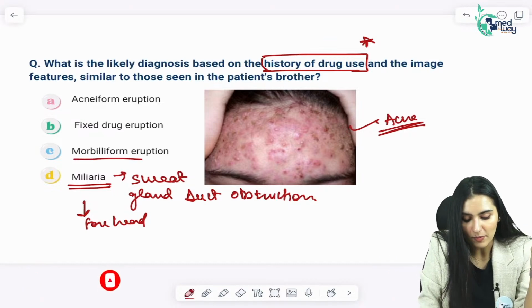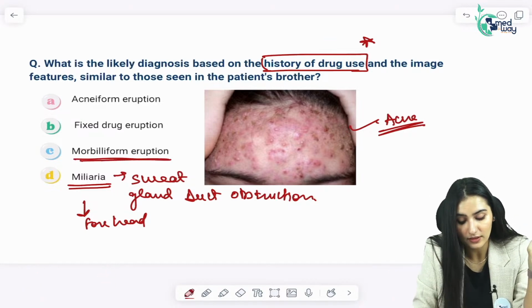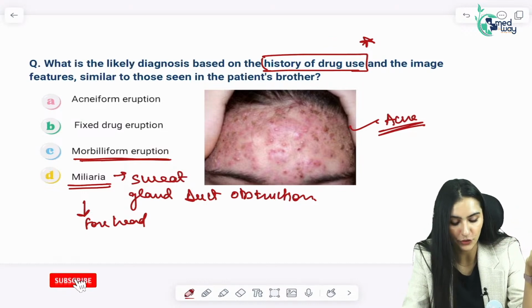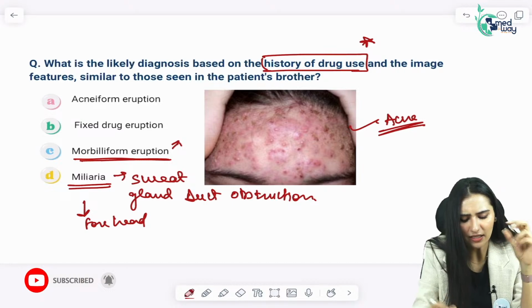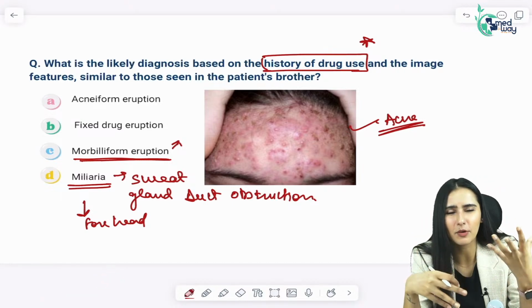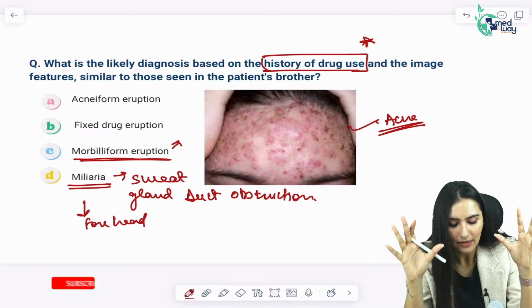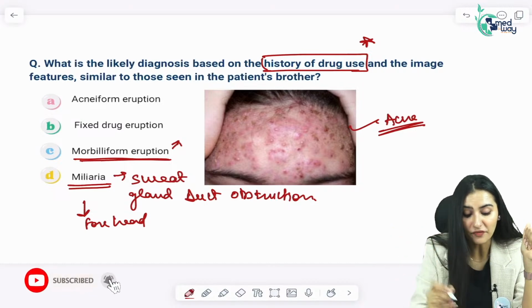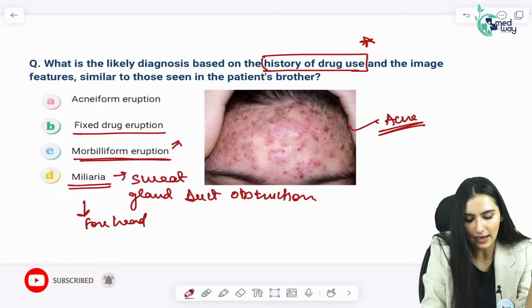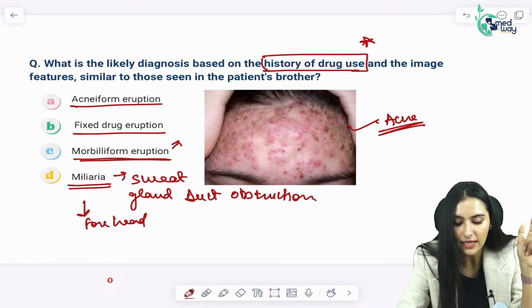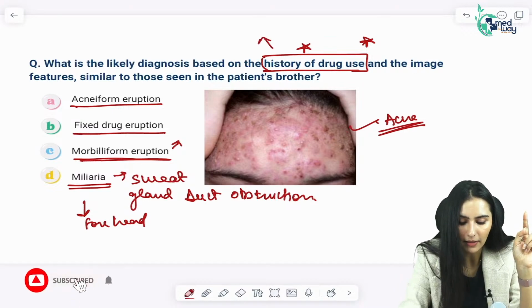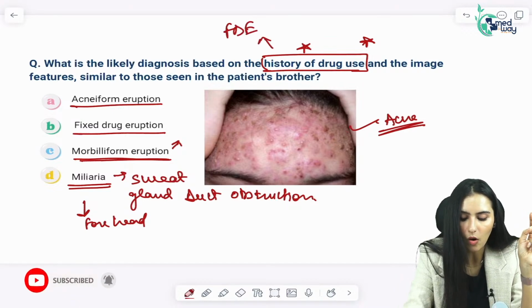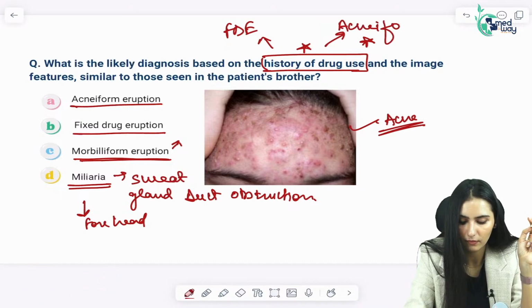What are morbilliform eruptions? And how do they look? So what happens over here is that they are going to be like papular lesions on the body, usually happening because of a viral infection. You know, that is your morbilliform eruptions. What is a fixed drug eruption and acneiform eruptions? Now, the history of drug use can go towards two things. Either it can be FDE or it can be acneiform eruptions. Okay?